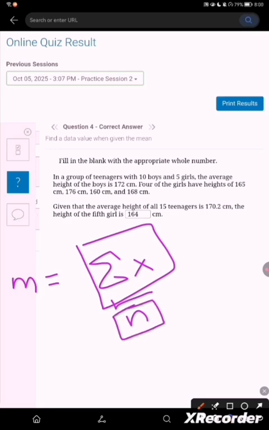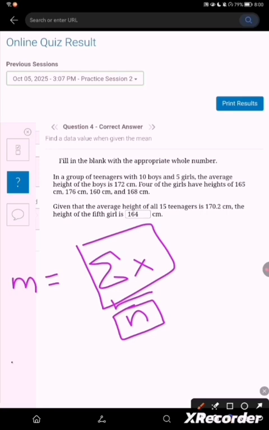N would be the number of people, for example, 10 boys, so 10 would be the n. 5 girls, 5 would be the n. 15 teenagers, 15 would be the n. And then the mean is just the average height in this case. So they gave you the average height of all 15 teenagers is 170.2.